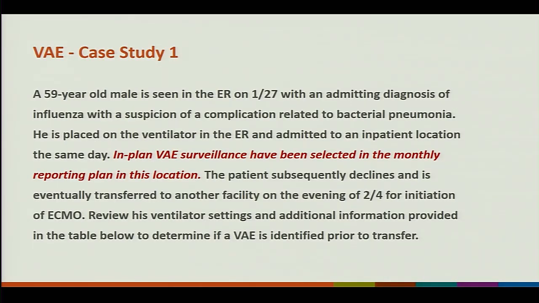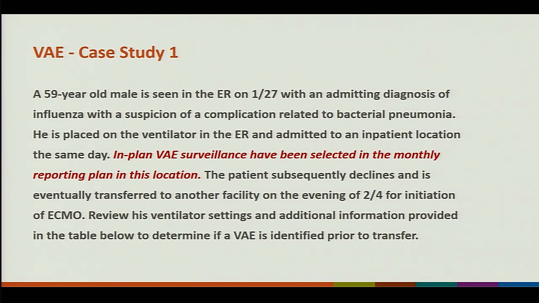So the first scenario is a 59-year-old male who's seen in the ER on 1/27. He has an admitting diagnosis of influenza, and there's a suspicion of a complication related to a bacterial pneumonia. He's placed on the ventilator in the ER, and he's admitted to an inpatient location that same day. In-plan VAE surveillance is being performed in that location where he was admitted to, the bedded location.